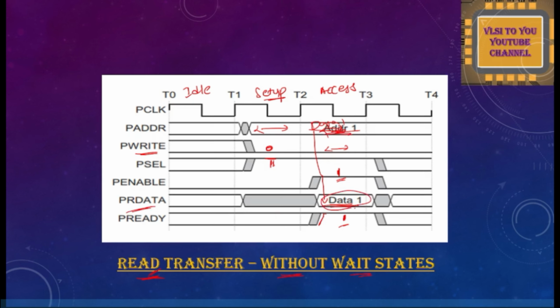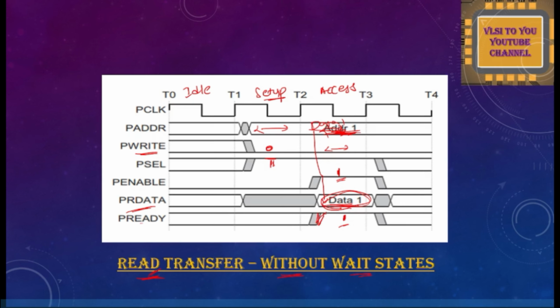That is the meaning of reading. In writing, what you will do, you will write this data into this address 1. In reading, what you will do, you will read this data 1 from this address 1. So that is what is happening here. Since the p ready is already 1, no need to wait. The same thing. So this is for read and write transfer.